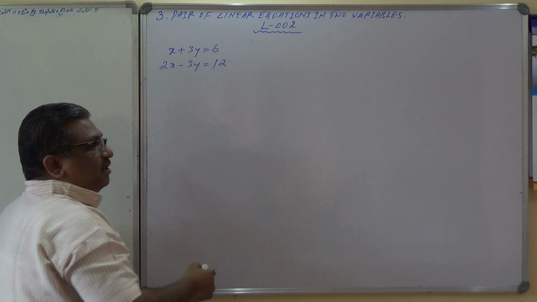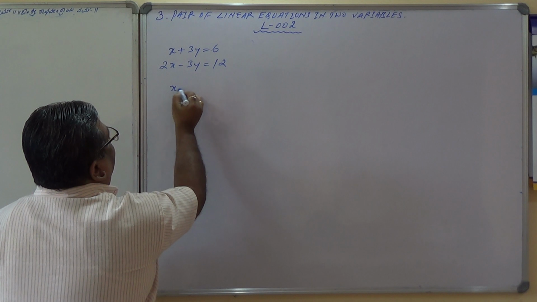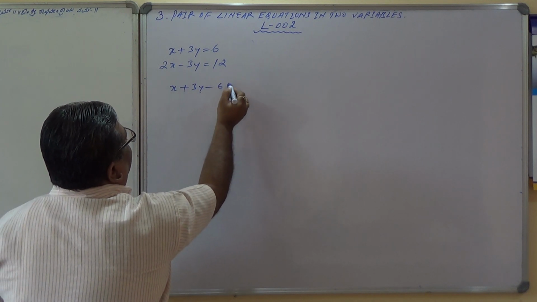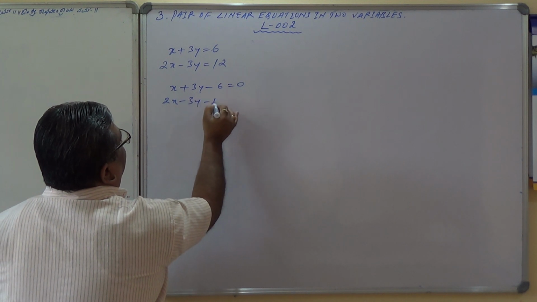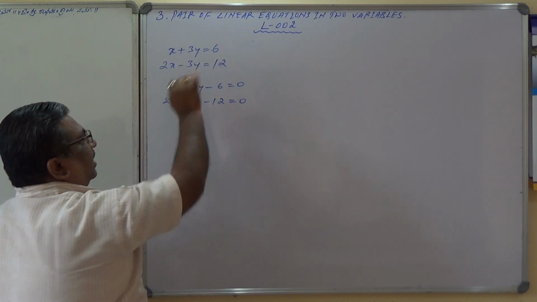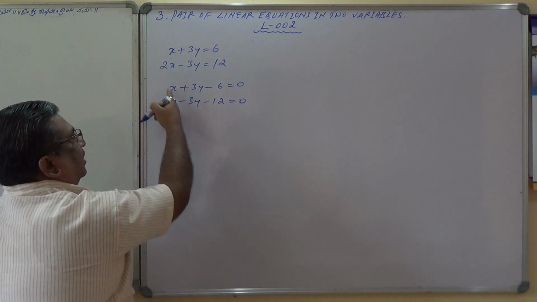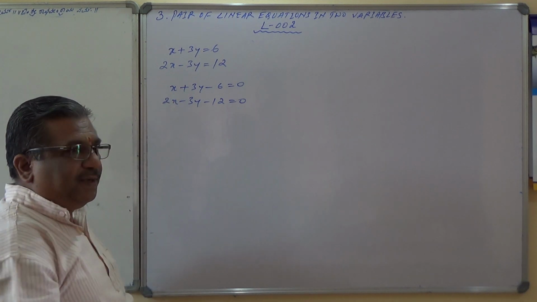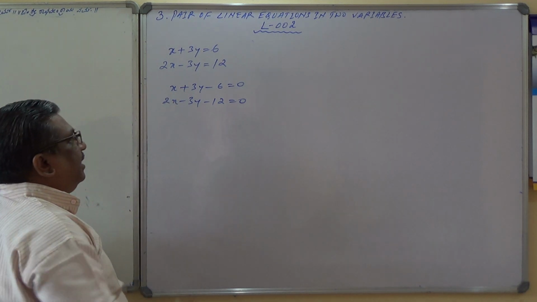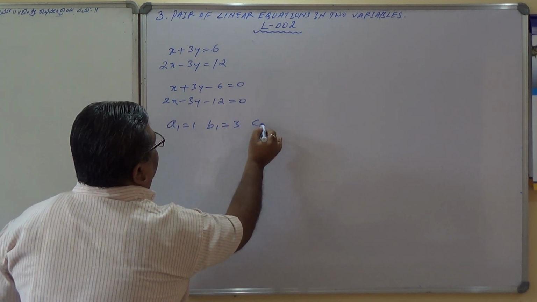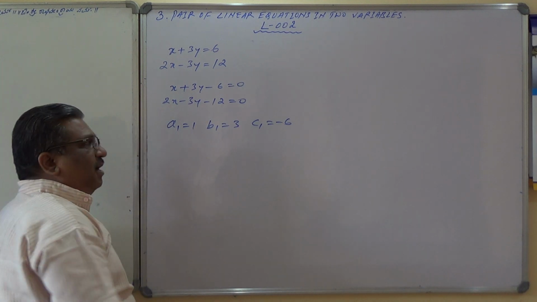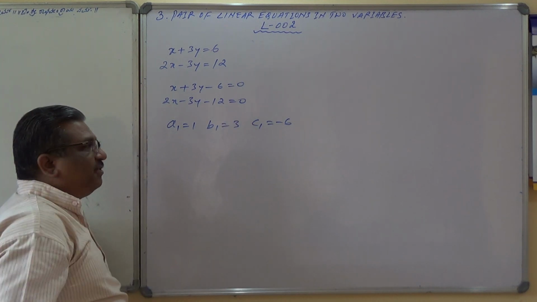Writing these equations in standard form, x plus 3y minus 6 equals 0, 2x minus 3y minus 12 equals 0. I am transposing. Comparing the first equation with a1x plus b1y plus c1 equals 0, I can conclude a1 equals 1, b1 equals 3 and c1 equals minus 6. Note the negative sign, c1 equals minus 6.